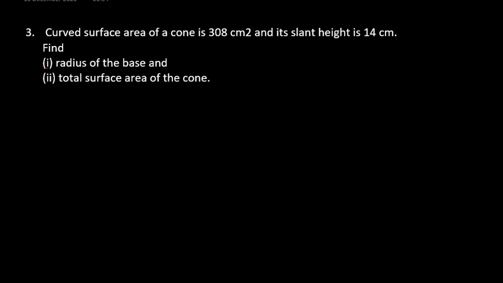Now let us see this third question. Curved surface area of cone is 308 centimeter square and its slant height is 14 centimeter. Find radius of the base and total surface area of the cone. So curved surface area means pi RL. So I will write pi RL is 308 and L is 14. We have to find radius. Now pi RL is 308.